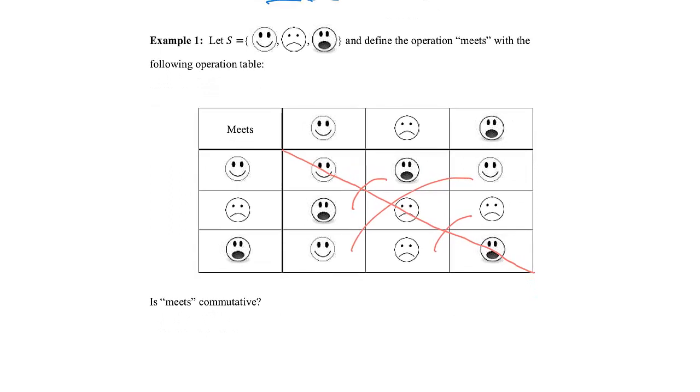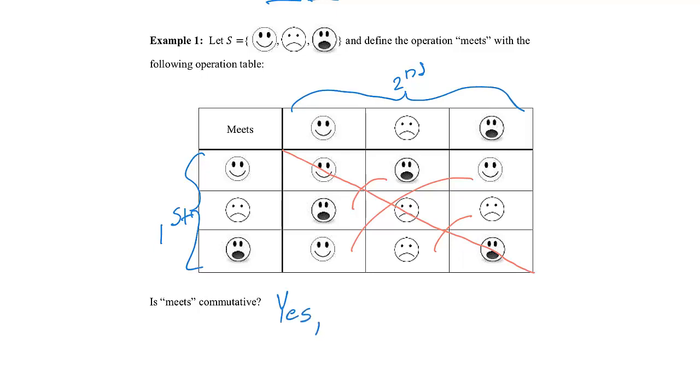Or in other words, it doesn't really matter if you do what's over here first or what's over here second. You can switch the first and second. You could do the column first and then the row second if you like. So to answer our question, is meets commutative, we would say yes. Yes, meets is commutative.